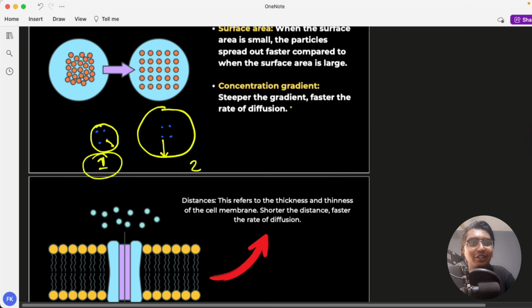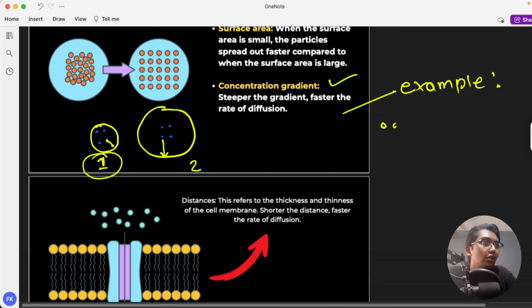Now let's look at another factor that affects the rate of diffusion, that is concentration gradient. For example, if the concentration gradient is steeper, then a faster rate of diffusion happens. Okay. Let me give you an example so that you can understand it very carefully. What does this mean? For example, over here we have 12 molecules. Okay, over here we have one molecule. Over here we also have 12 molecules, but over here we have almost 6 molecules on that side.